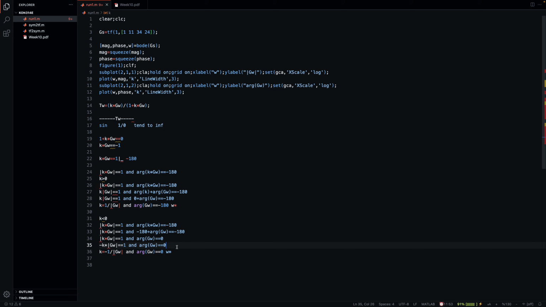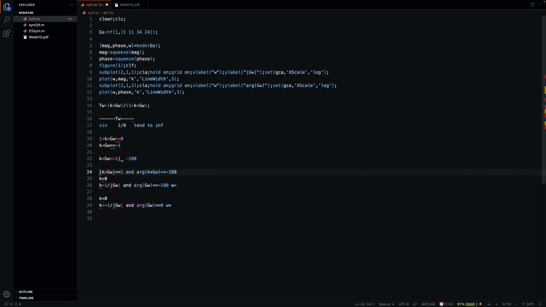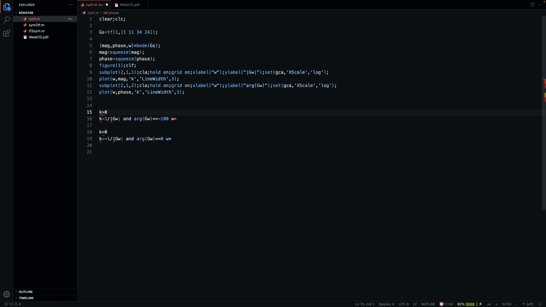So basically, to sum it up, we only need to check these points, and both of them rely on the fact that the multiplication of k and g omega should be 1 and negative 180 degrees. And the reason for that is division by 0. So now, let's actually calculate this. Now let me comment this out.